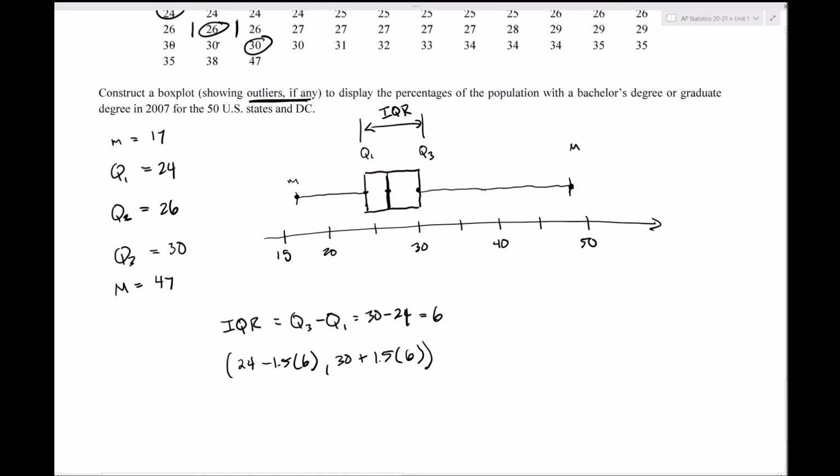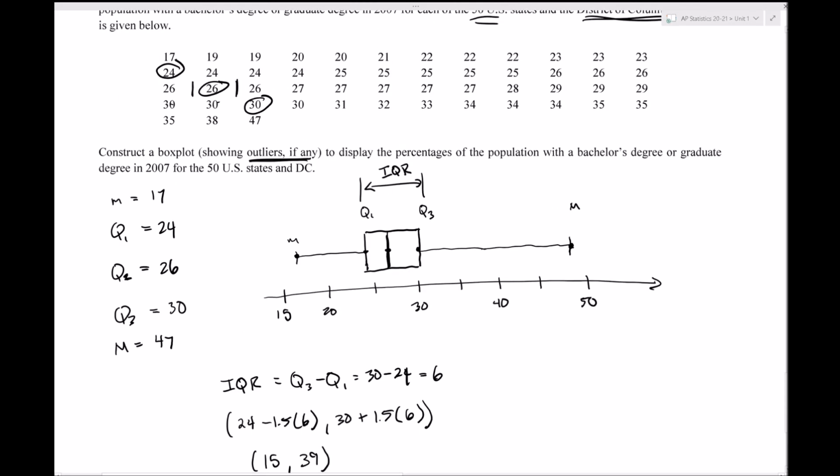9 subtracted from 24 is 15. So anything below 15 is an outlier. Or 30 plus 9, 39. Anything above 39 is an outlier. So the question is, do we have outliers? I go back to the data. Anything below 15 is an outlier. No outliers to the left, because the smallest value is 17. Anything lower than 15 would have been an outlier, so no left outliers for sure.